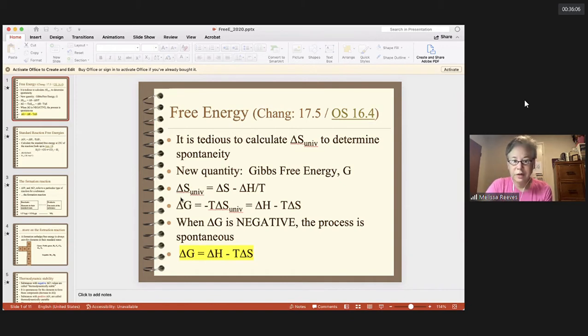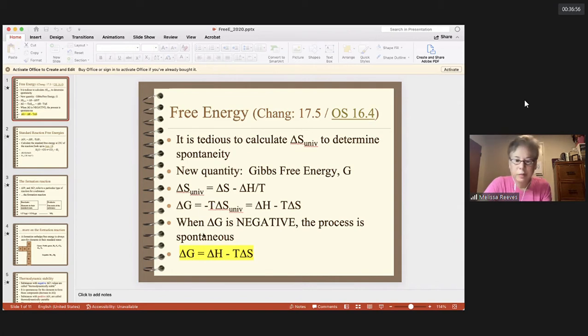Because it's really complicated to think about the universe every time we want to decide if something is spontaneous, there's a switch that people do to this other function called Gibbs free energy. It's basically delta S of the universe multiplied by negative T. When you do that, the delta S becomes negative T delta S, and the negative delta H over T just becomes delta H. And because you've multiplied by negative T, although delta S of the universe is positive for a spontaneous reaction, delta G is negative for a spontaneous reaction, because it's the opposite of delta S of the universe multiplied by T.